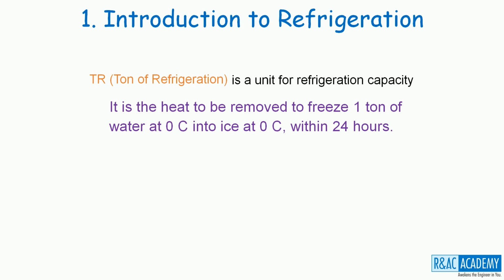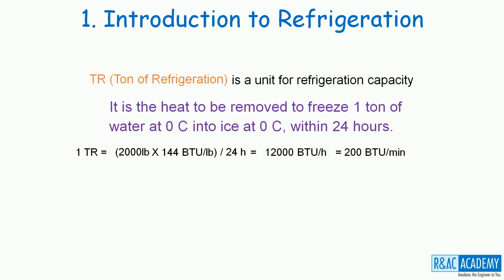The original derivation for this unit had happened in British units. So let us start from there. 2000 pounds is equal to 1 ton in British units, and we need to remove the latent heat of fusion from this water, which is equal to 144 BTUs for every pound of water. Therefore, we need to remove these many BTUs of heat in 24 hours' time. This would resolve into 12,000 BTUs per hour or 200 BTUs per minute.